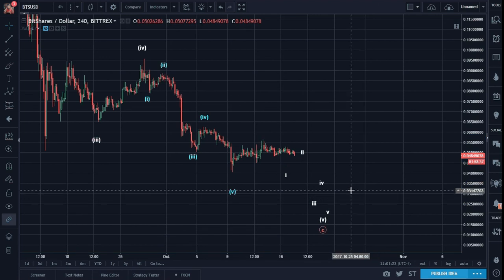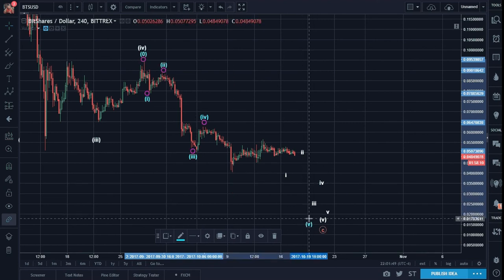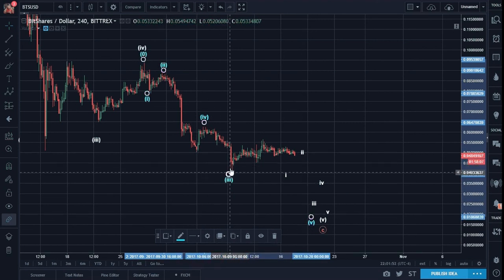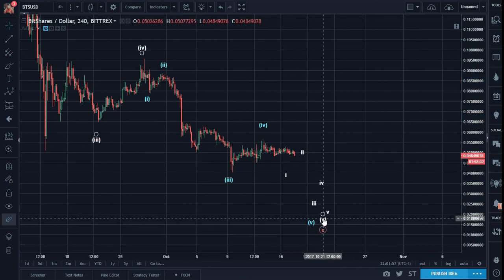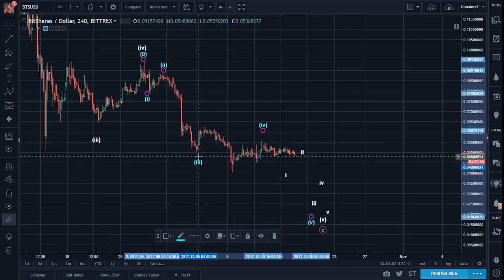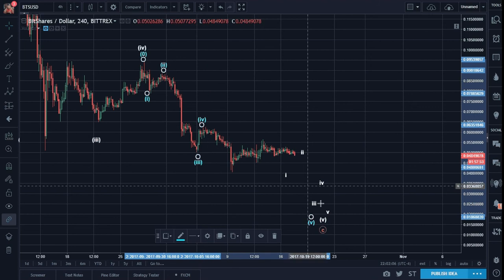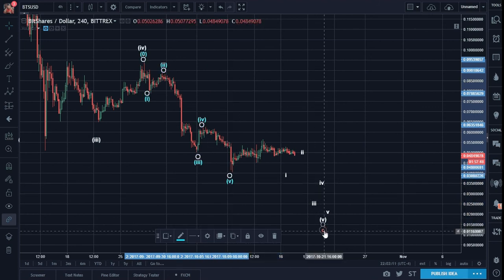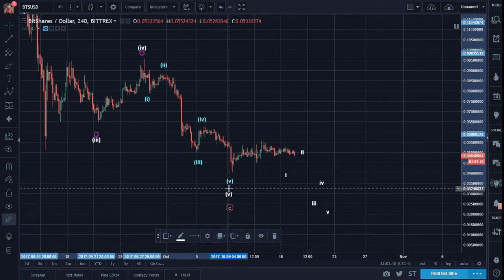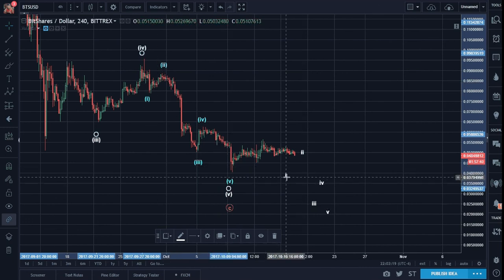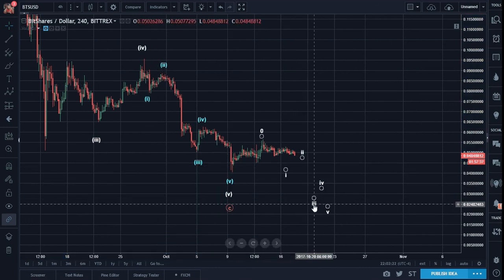Okay. And this would be moved down here. This would be 3. This would be 4. So that's possible too. There could be one more down. But for now, I'm gonna say 5 is in. Therefore C is here. I subdivided the final 5 wave into 5 waves. And take it from here.